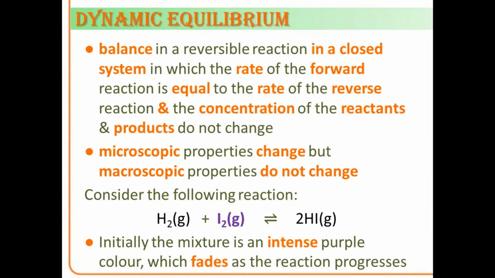The reaction actually continues. We have iodine that is reacting with hydrogen to form hydrogen iodide. At the same time, hydrogen iodide is breaking down to form hydrogen and iodine. So the issue that we have here is that the rate of formation of hydrogen iodide is exactly equal to the rate of decomposition of the hydrogen iodide. Therefore, the amounts are going to be the same.